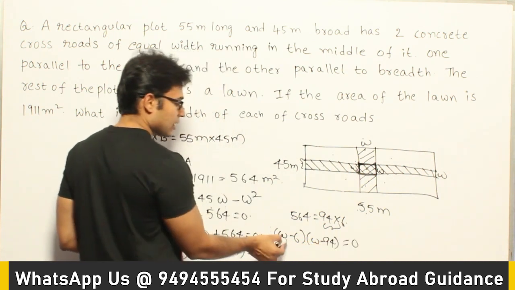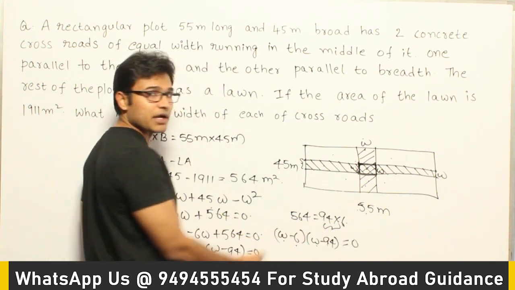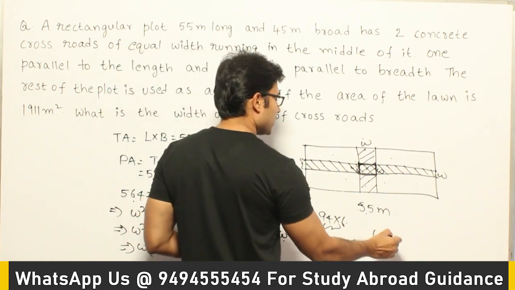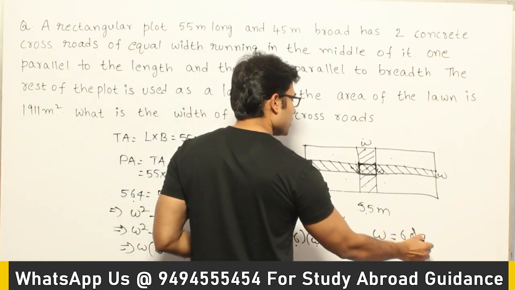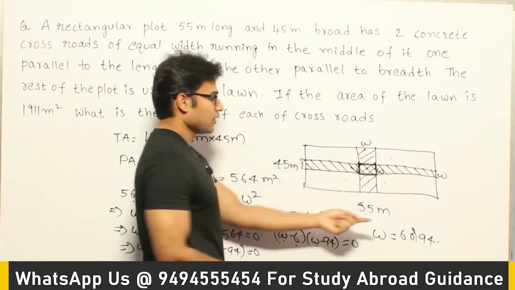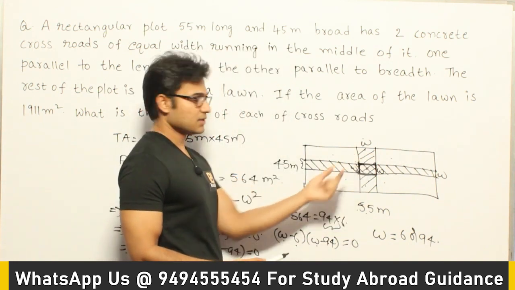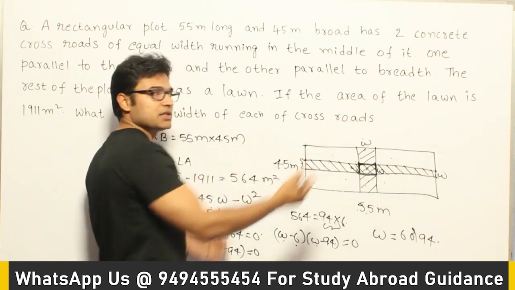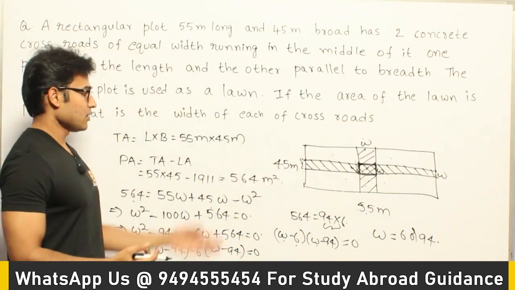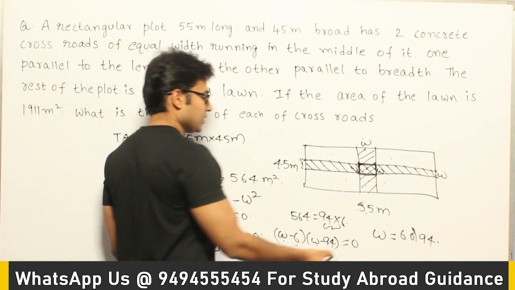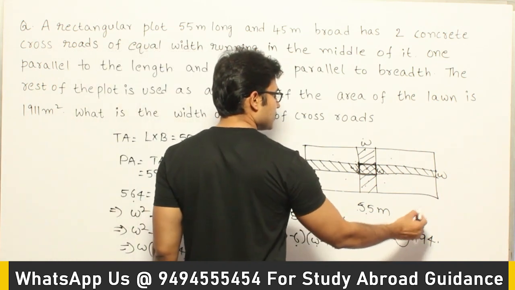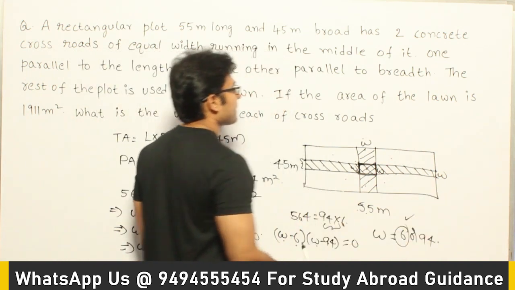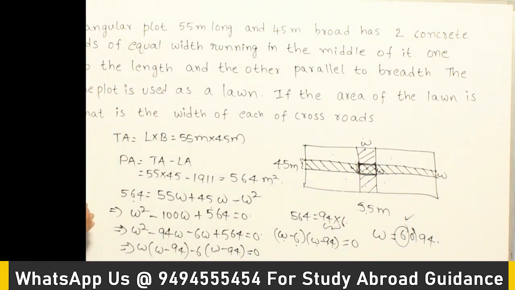So what does it mean? W can be either 6 or 94. Now if you see this, W cannot be 94 in this question. The reason is, if you try to put W as 94, the path itself is going to be larger than the plot, right? So you cannot have that. So only possibility is 6. Therefore the answer is 6 meters, right? That is the answer. Okay.